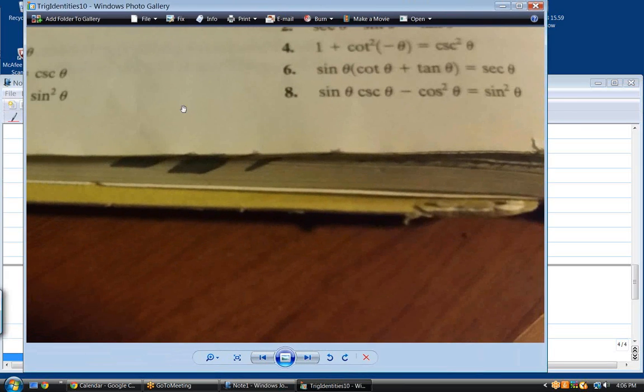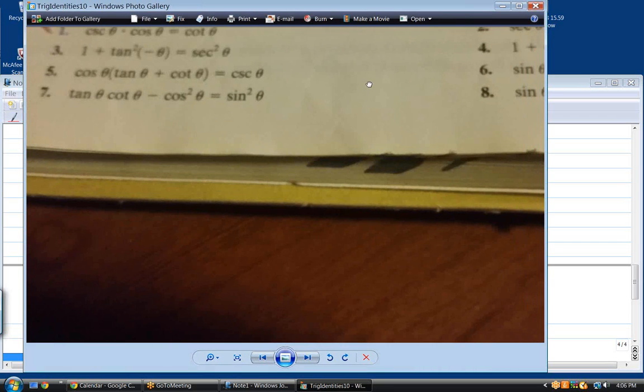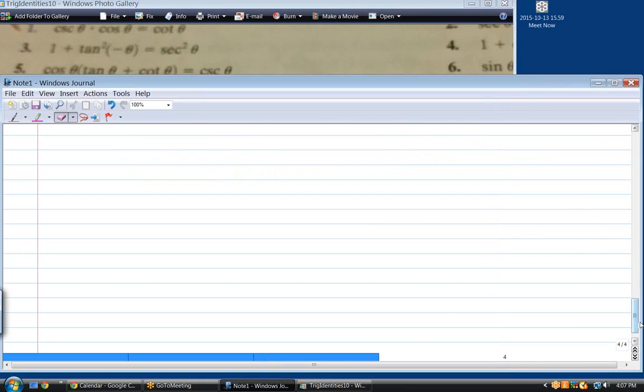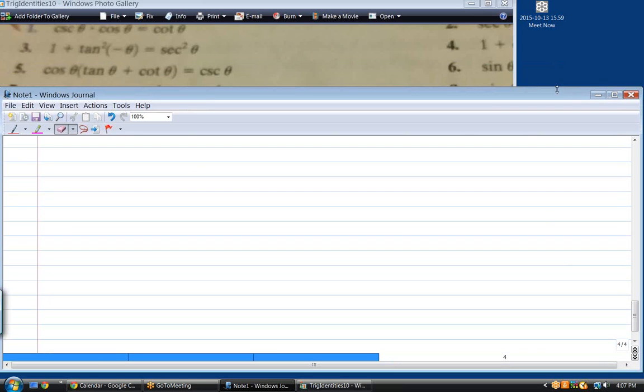In trig, the less you have to memorize, the better. In other words, if you can get away with memorizing 9 things instead of 11, you want to do it, because there's so much to memorize. If you can always figure out stuff, that's better than memorizing it.